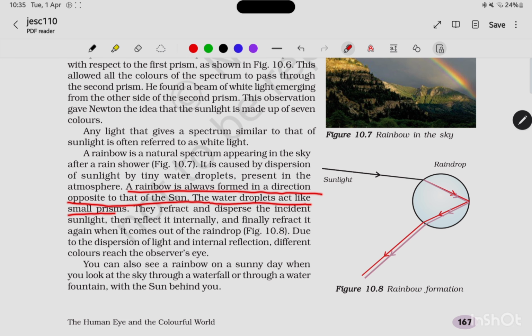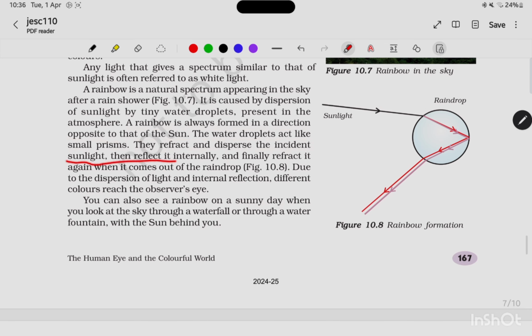The water droplets act like small prisms. They refract and disperse the incident sunlight, then reflect it internally, and finally refract it again when it comes out of the raindrop. Due to the dispersion of light and the internal reflection, different colors reach the observer's eye. So basically, the sunlight splits inside the water droplet, reflects again, hits the other boundary of the water droplet, and then refracts again.